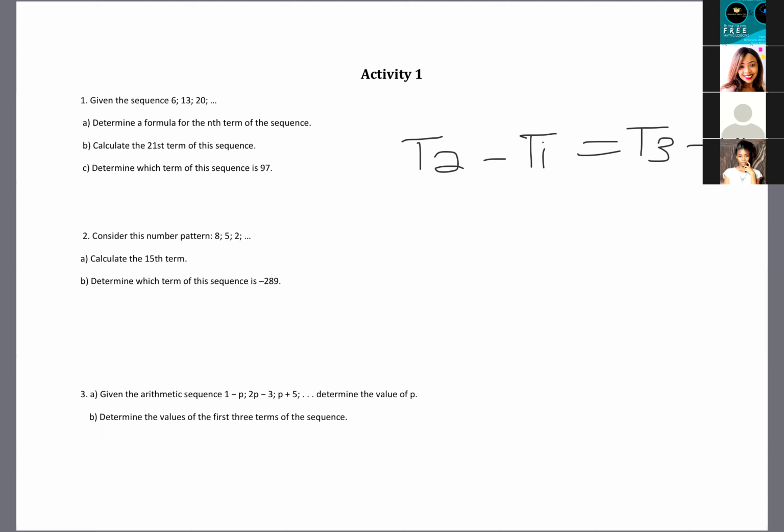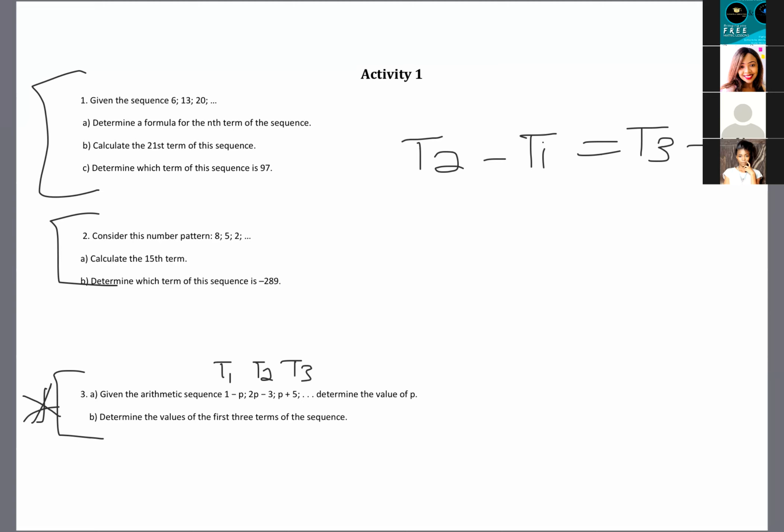And these type of questions, especially number 3, is the type of questions they like to ask in exams, prelims, and your final exams. They normally give you something like number 3, and then they ask you to work out the variable or stuff like that. So now 3a says, given that this is an arithmetic sequence, determine the value of p. So since we know that T2 minus T1 is equal to T3 minus T2, this is T1, and that's T2, and that's T3.